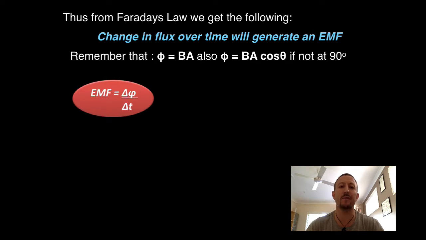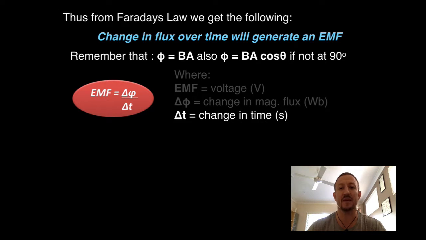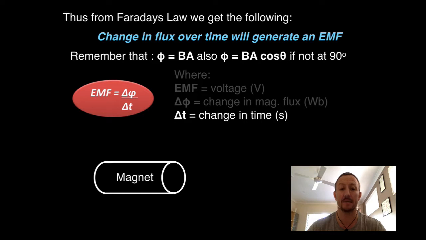So we came up with the formula EMF equals the change, or delta psi, of flux divided by the change in time, or delta t, where EMF is our voltage in volts, delta psi is our change in magnetic flux in Webers, and delta t is our change in time in seconds.